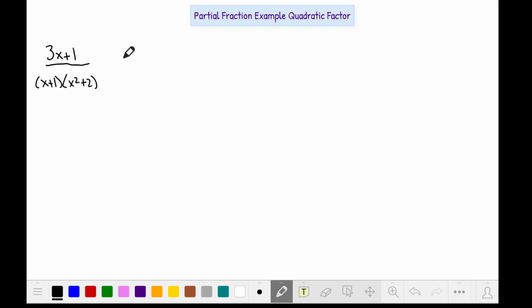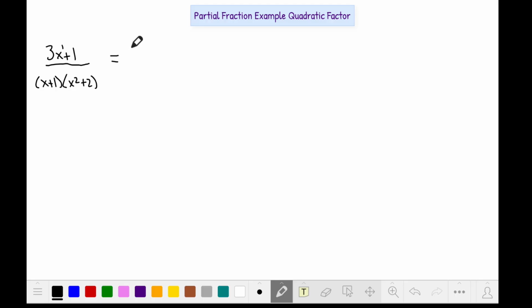Now, as always, we check our rules really quickly. Is the power of the top smaller than the power at the bottom? Well, the power at the bottom is a power 1 multiplying a power 2, so that's a total of a power of 3, and the top, the biggest x power is just 1. So yeah, our first rule's checked. The top power is smaller than the bottom power.